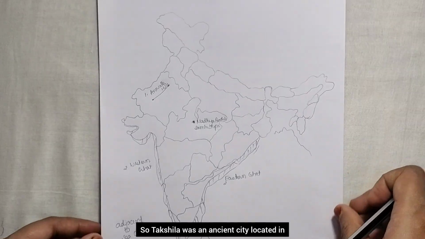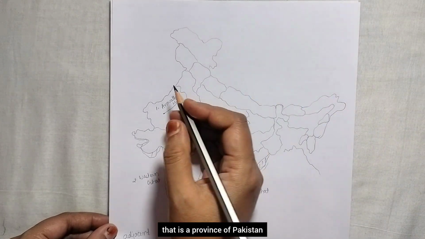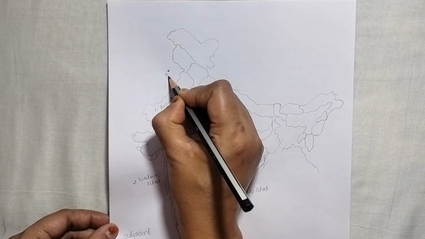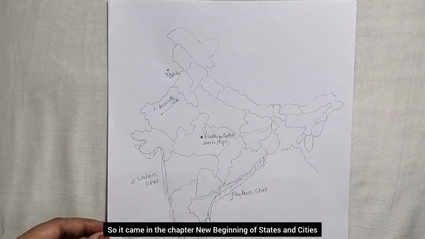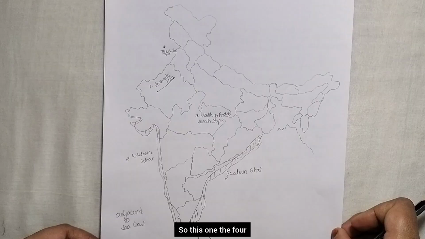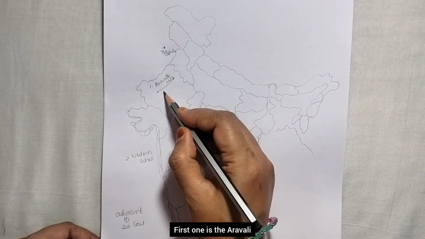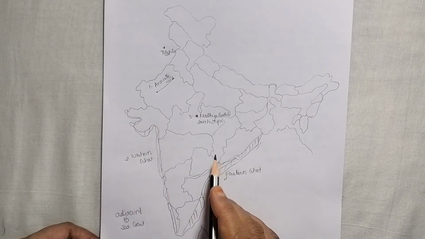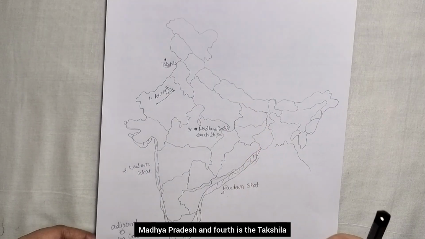Now the last one is Takshila. Takshila was an ancient city located in present-day Punjab, that is a province of Pakistan. So somewhere here, we will locate Takshila. It comes in the chapter New Beginning of States and Cities, right? So the four map pointings we have done. First is the Aravalli, second is the coastal plain where we have covered the Western Ghat and the Eastern Ghat. Third is the Sanchi Stupa, Madhya Pradesh, and fourth is Takshila, right?